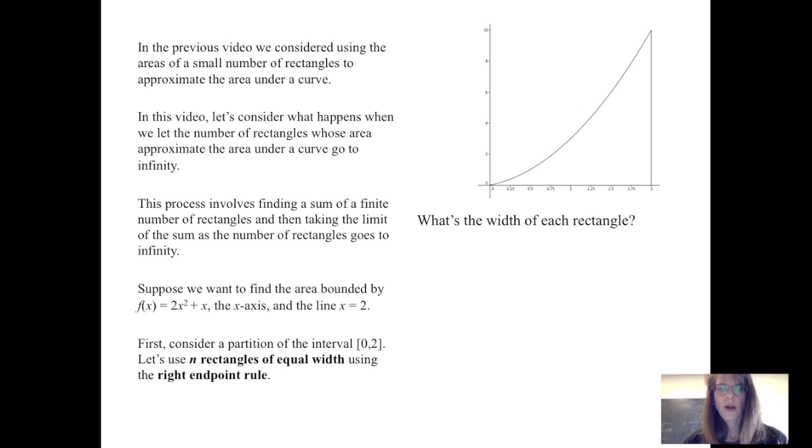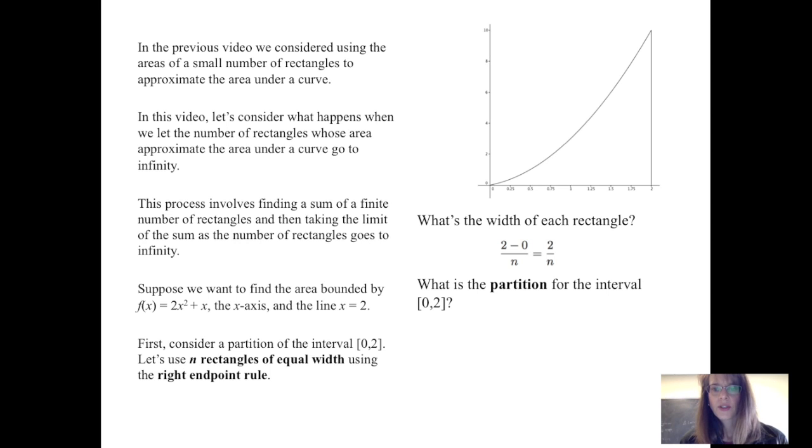And as you recall, the right endpoint rule says that once we make the subdivisions of the interval from 0 to 2, we'll use the right endpoint of each subinterval, plug that into the function, and that will give us the height for our individual rectangles. So if we use n rectangles of equal width, what's going to be the width of each rectangle? Well, we're going to take the width of that entire interval from 0 to 2, and we're going to divide that by n, and so we'll get 2 over n.